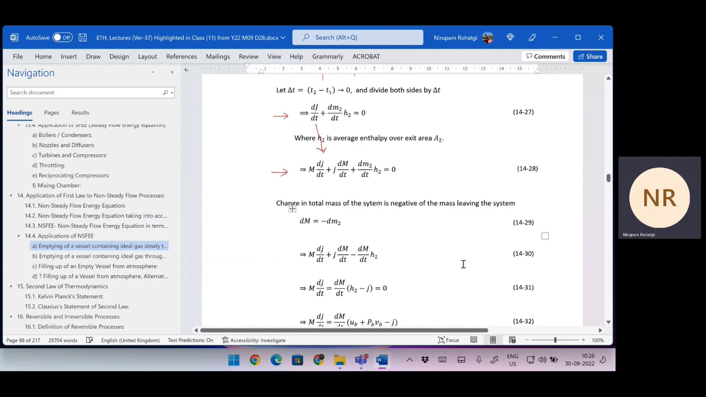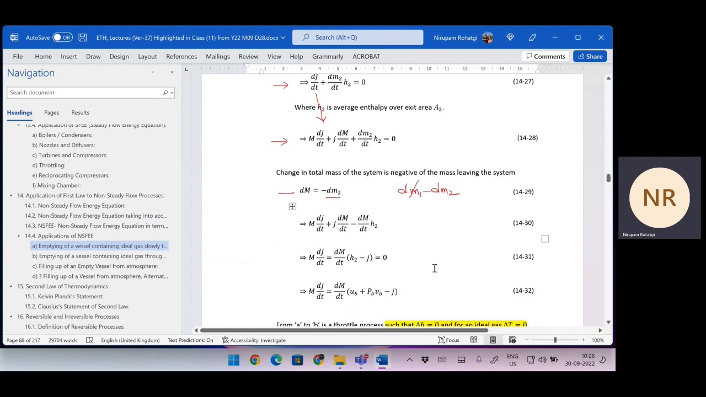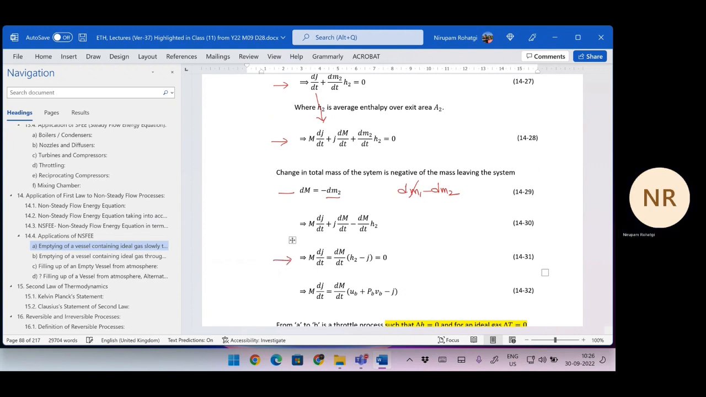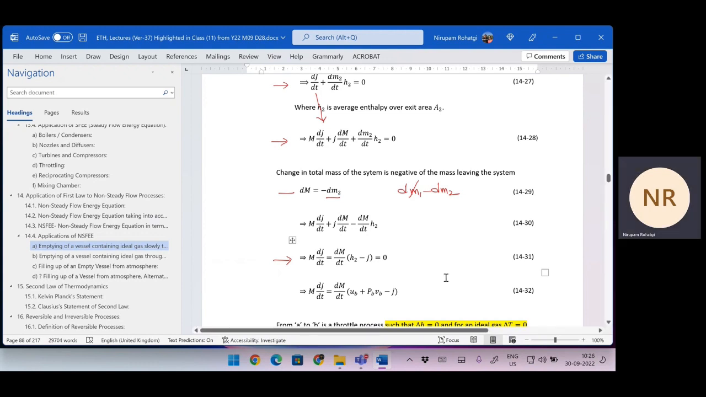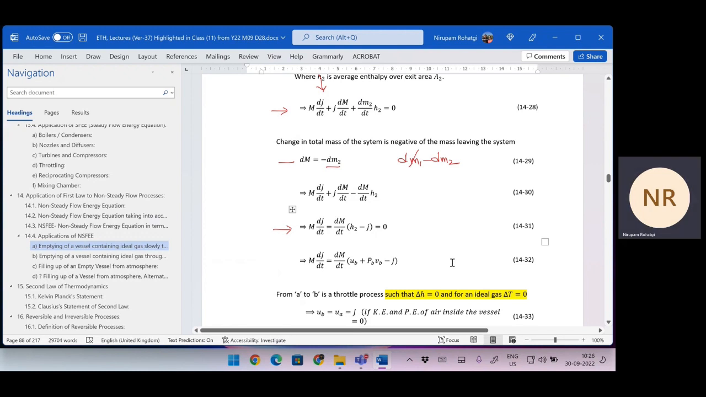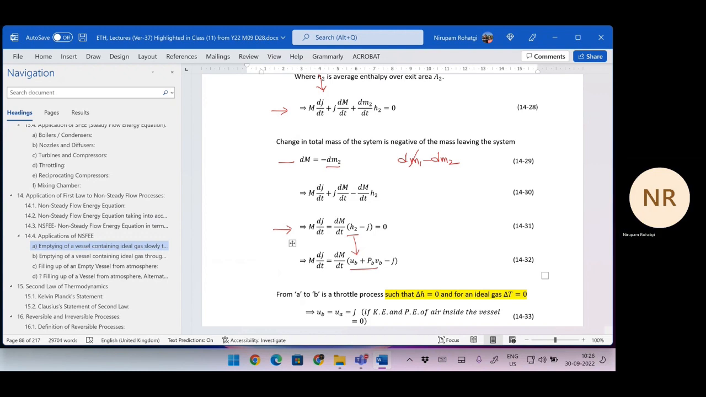Now you also know the change in mass. This is the mass of the main system, which is the negative of the mass leaving the system. There is nothing entering in. Otherwise, it should have been equal to dm1 minus dm2. But what we have done is we have made dm1 equal to 0. Nothing is entering in. So if you replace dm2 by minus dm, you get this equation, and finally you will come to this equation. Now H2 we have replaced by UB plus PB VB, since enthalpy is equal to U plus PV, and minus J comes as well.